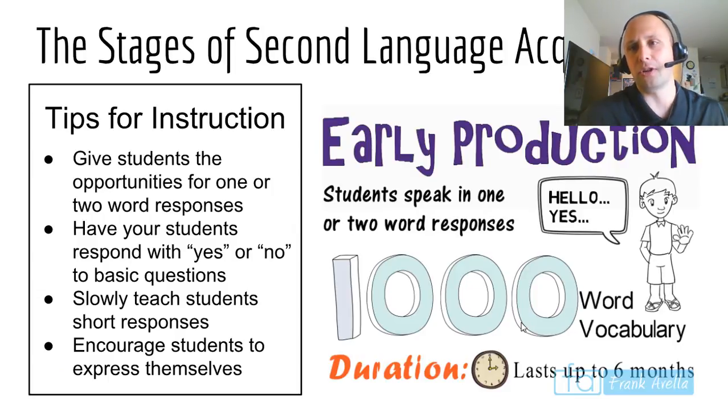Okay, stage 2, early production. Students speak in 1 or 2 word responses. They say hello, they say yes. Their vocabulary has grown to about 1,000 words, and this could last up to 6 months. Some tips for instruction include giving students opportunities for 1 or 2 word responses. So ask them a question and give them the chance to say yes or no. Slowly teach students short responses. Thank you very much, that'd be a good one. And encourage students to express themselves, right? Because this is early production, they want a lot of encouragement here.